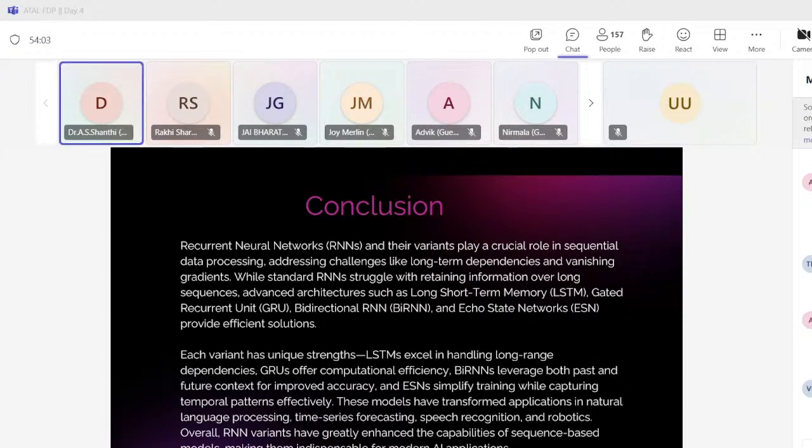LSTMs excel in handling long-range dependencies. GRUs offer computational efficiency. BiRNNs leverage both past and future context for improved accuracy. And of course, ESNs simplify the training while capturing temporal patterns effectively. These models have transformative applications in natural language processing, time series forecasting, speech recognition, and robotics, as we have seen already. Overall, RNN variants have greatly enhanced the capabilities of sequence-based models, making them indispensable for modern AI applications.